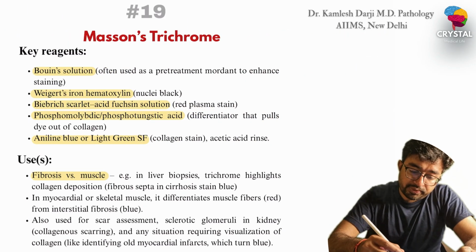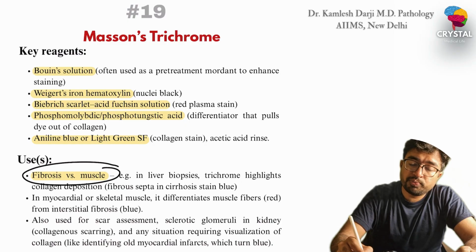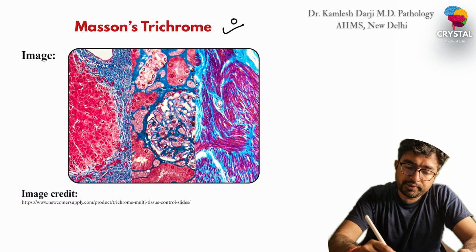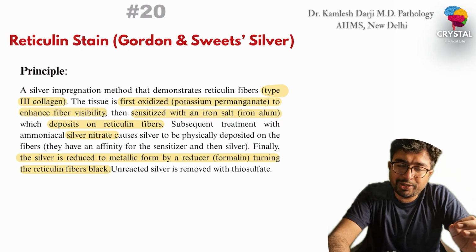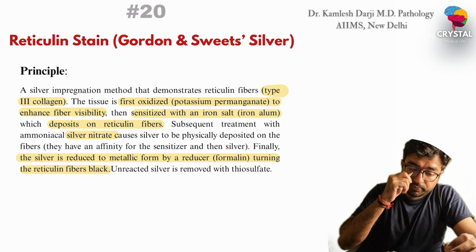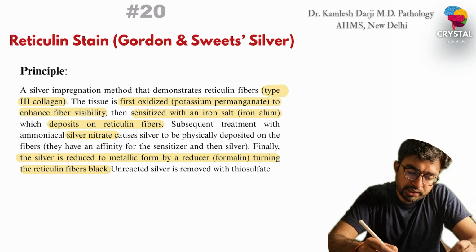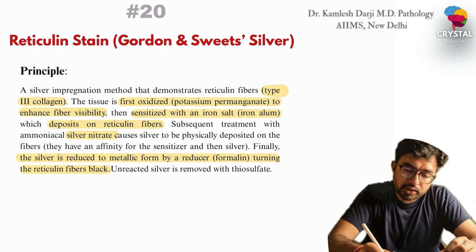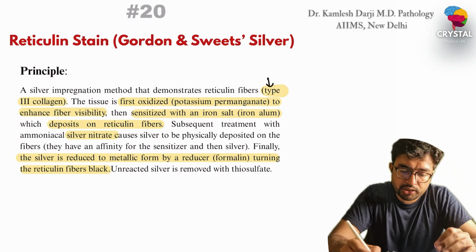So finally, you can distinguish fibrosis from the muscle. So this is how Masson trichrome looks like. Next is the reticulin stain, also called Gordon and Sweet silver stain. This is also a silver impregnation method and it highlights the type 3 collagen.